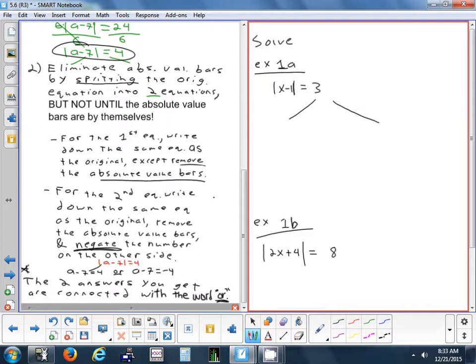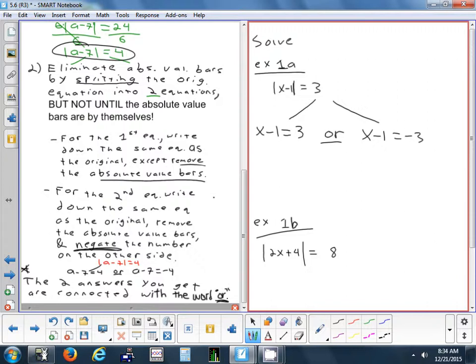Yeah, Logan? x minus 1 equals 3. Good. x minus 1 equals 3. Okay, so that's your first one. Somebody else give me the second one. Almost the same thing, just change one thing. Ariana, what's my second equation? Good. x minus 1 equals negative 3. Okay, so those are my 2 equations. Just one thing I need to put between them so we don't forget. Or.